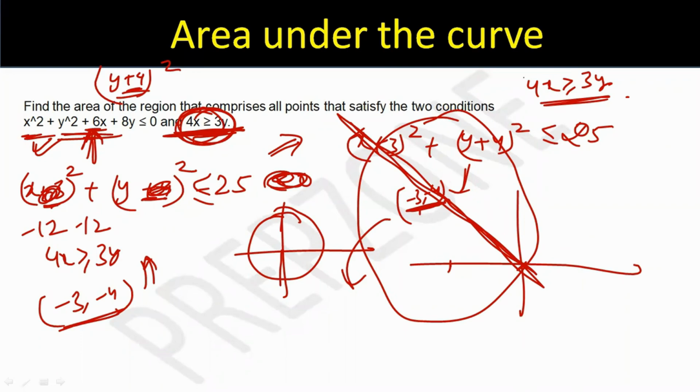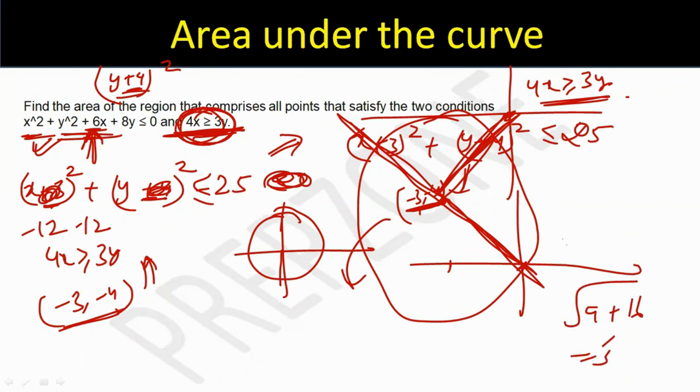So my graph will be somewhat like this. This is what the origin will be. And because of -3 comma -4, its distance from center is nothing but 5, right? Under root of 9 plus 16 is 5, and radius is also 5, right? So which means that my circle has to pass through origin. Only then I can have this distance as 5, right?